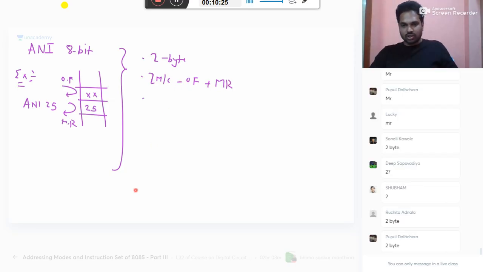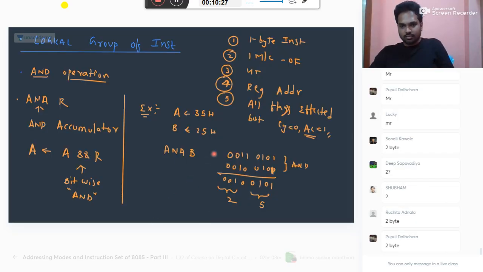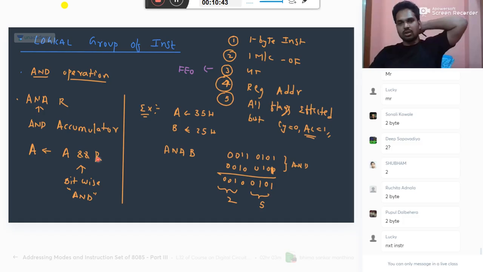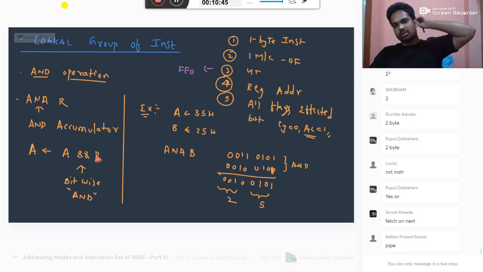So 2 machine cycles, opcode fetch and memory read, 4T plus 3T, 7 states. Yes, immediately data is available in the instruction itself. Immediate addressing mode.